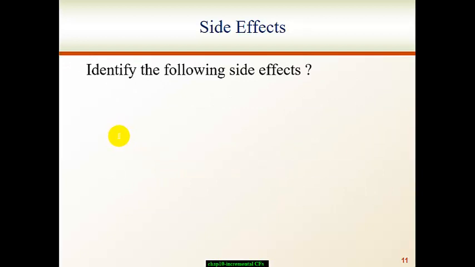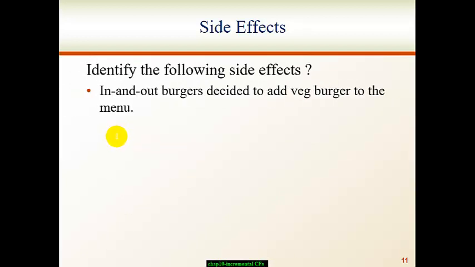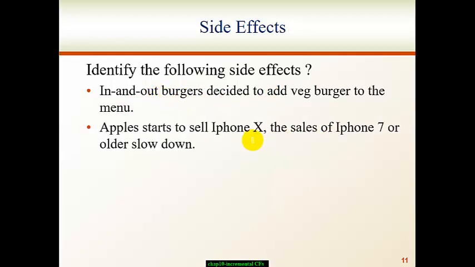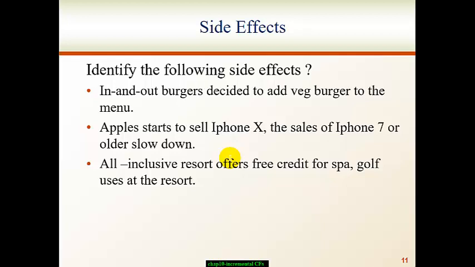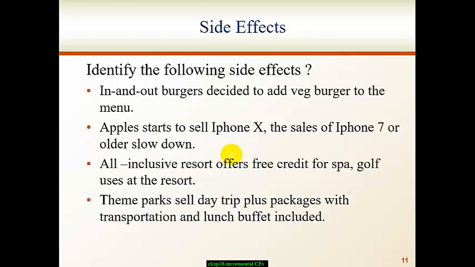Let's take a look at some examples. Suppose In-N-Out Burger decided to add a veggie burger to the menu. Some customers who usually purchase regular burgers will switch to the veggie burgers. Apple starts to sell the iPhone X. This will reduce the sales of the older cell phones. An all-inclusive resort offers free credit for spa and golf use at the resort. A theme park offers a day trip package including transportation and lunch. So the first two are negative side effects. The last two are positive bundle sales promotions.